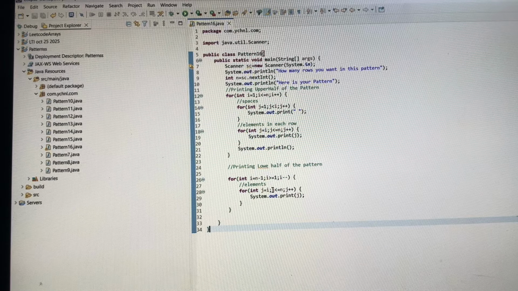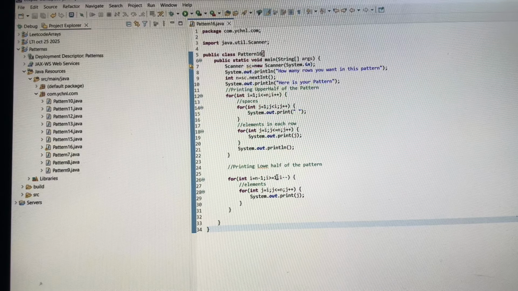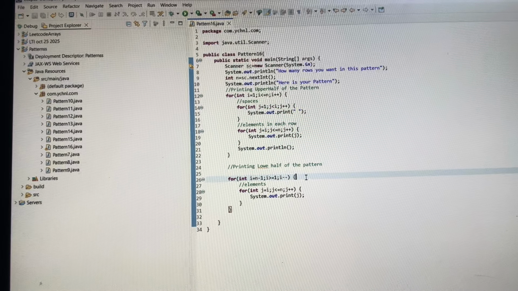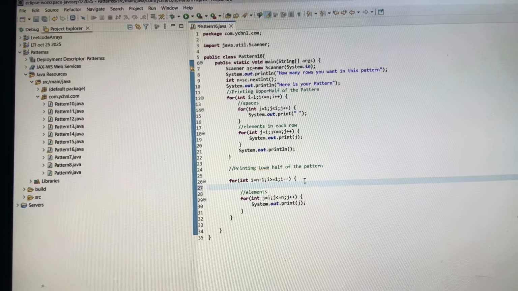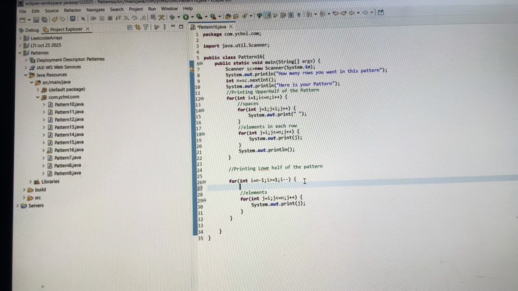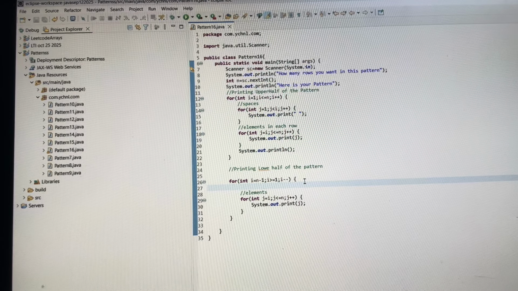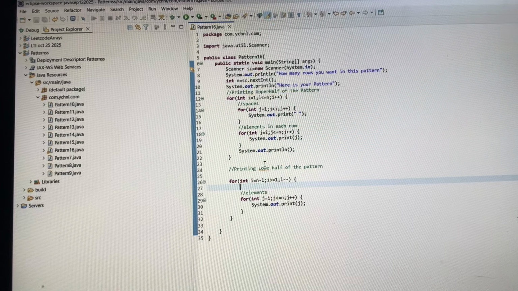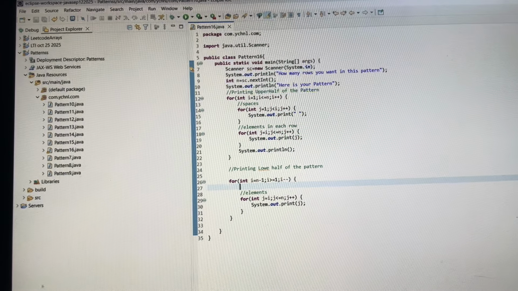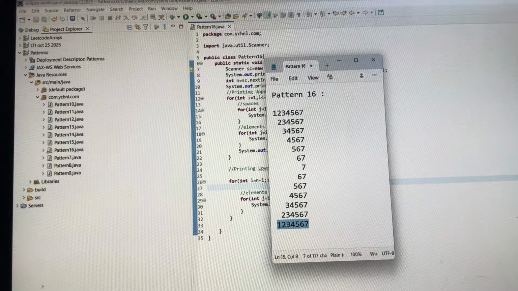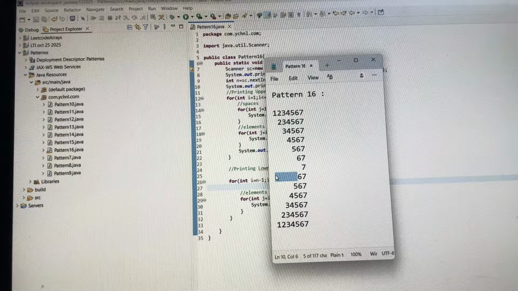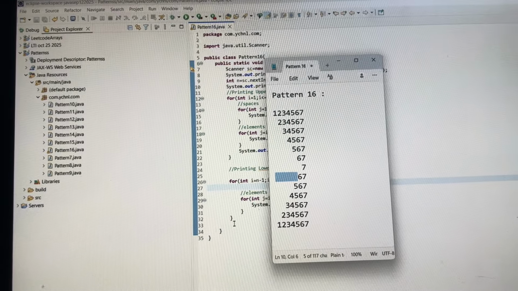Till i is greater than or equal to 1. That means up to here: 1 2 3 4 5 6 7. After that, we will see up to this. So now we have to print the spaces also, right? How the spaces in the lower half of the pattern? If you observe here, the spaces are in decreasing order, right?